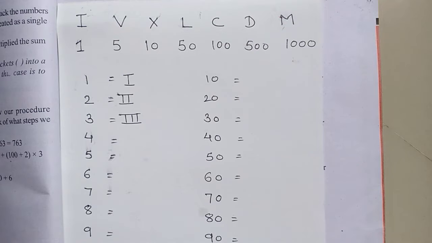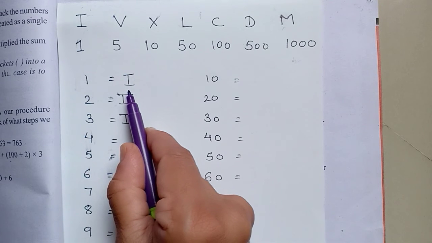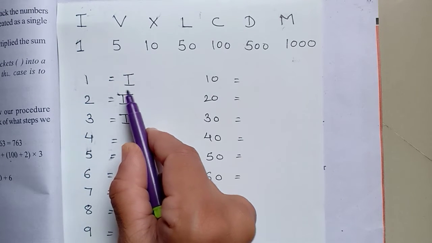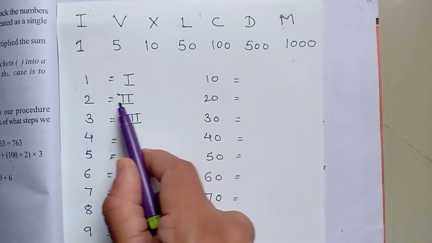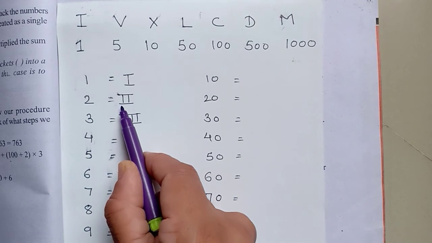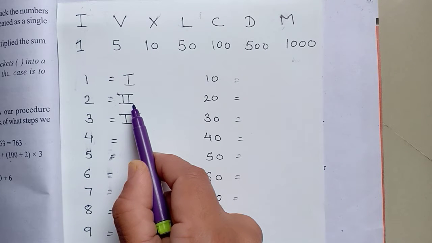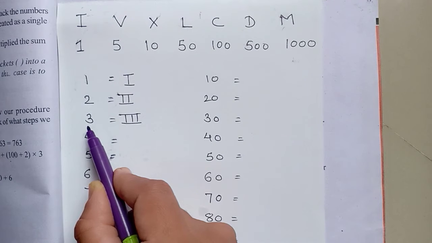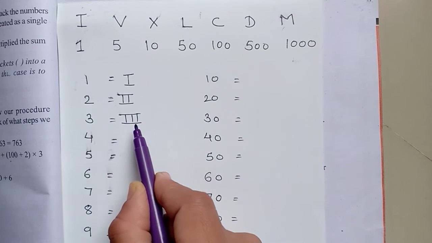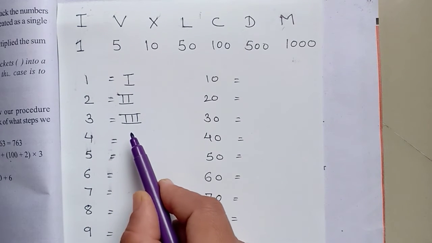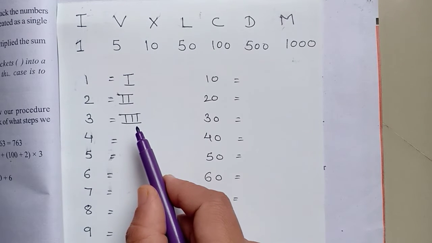Now let's see how to use only these 7 letters to write Roman numbers. The first one is 1. So I have written I for 1. For 2 I have written double I. So I means 1, second I means 1. So 1 plus 1 becomes 2. Now 3, I have written triple I. So this way we can start writing our Roman numbers.